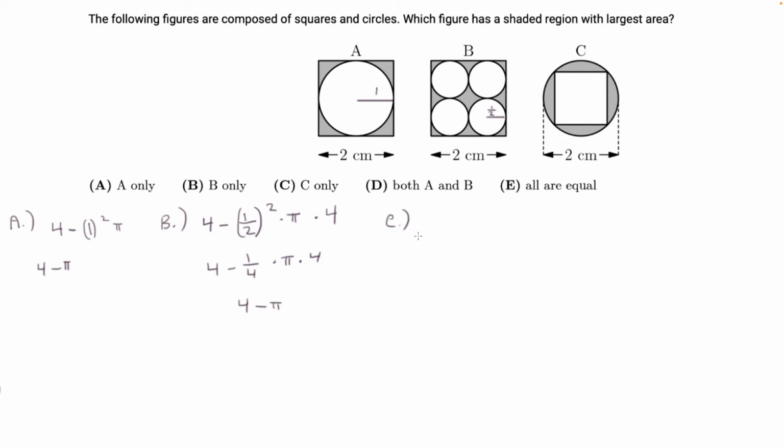And then for figure C, we have the length of the circle from one end to the other end is 2. So the radius of the circle is half of 2, which is 1. And then if we take the 1 as the radius, we have 1 squared times pi, which is pi. And then we subtract the area of the square. And since this length is 2, then this length is going to be also 2. And this length is also going to be 2.